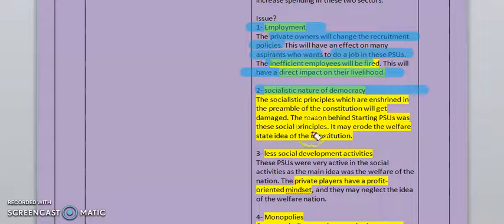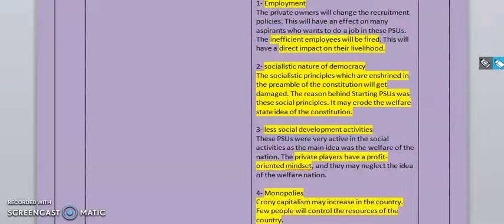Second one is the socialistic nature of democracy. The socialistic principles which are enshrined in the preamble of the constitution will get damaged. The reason behind starting PSUs was these social principles. It may erode the welfare state idea of the constitution. So this will be the second reason. Third, less social development activities. These PSUs were very active in social activities as the main idea was the welfare of the nation. The private players have a profit-oriented mindset and they neglect the idea of the welfare of the nation.